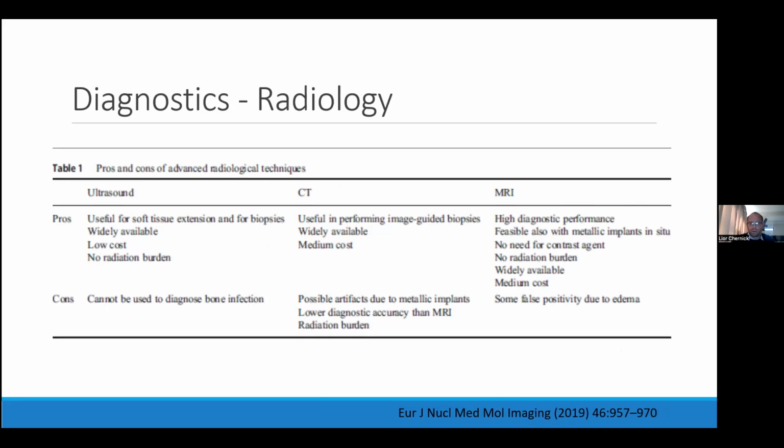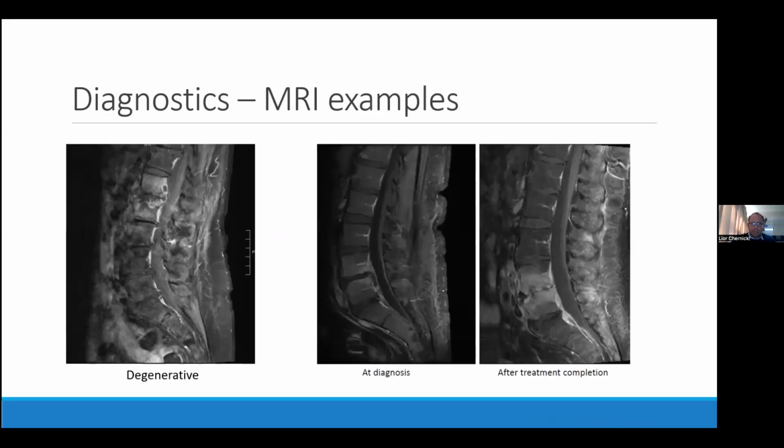CT scan is useful for biopsying and for diagnosis, but it has a low diagnostic accuracy. And obviously there's the component of ionizing radiation exposure. And then MRI, which has the best diagnostic performance, allows you to visualize the surrounding soft tissue to see if there's associated soft tissue or abscess components, but there can be false positivity.